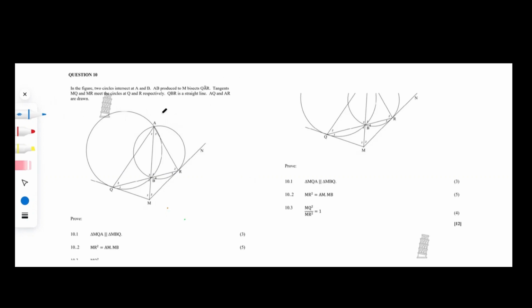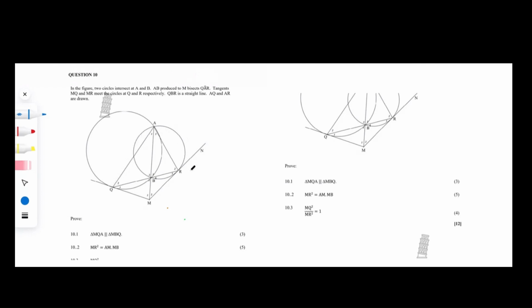And I would like to split this video into two parts. In the very first part of the video, I will be doing a structural analysis of the diagram, and in the second part of the video, we'll be answering the questions thoroughly. Let's look at the information in the segment. AB produced to M bisects QAR.